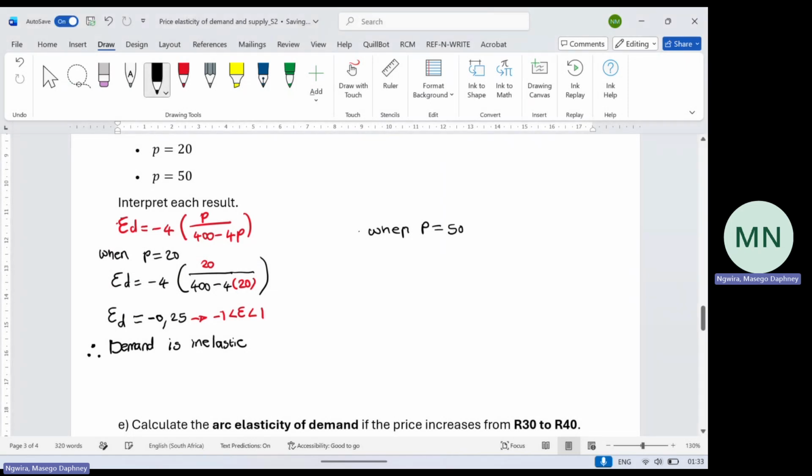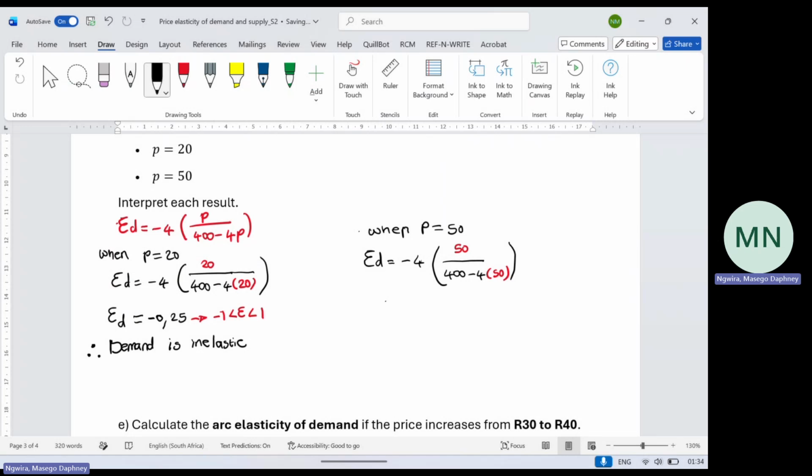So now let's see what happens. My ED is going to be equal to -4. Now wherever I see P, I put 50. So this will be 50 over 400 minus 4, and then I also put 50.